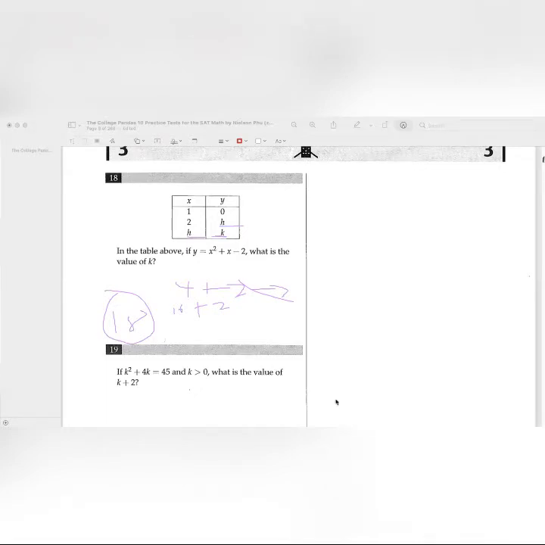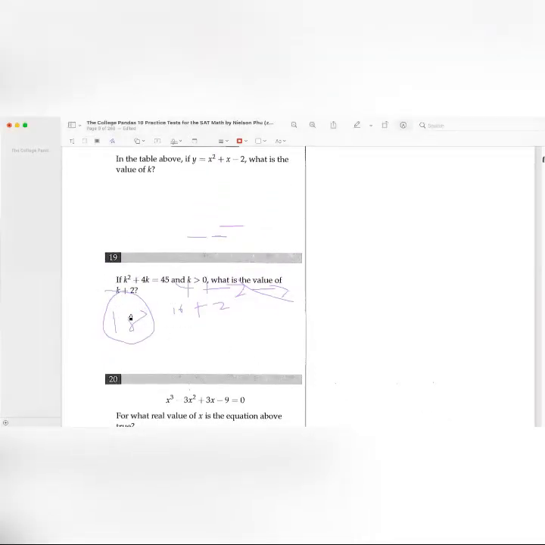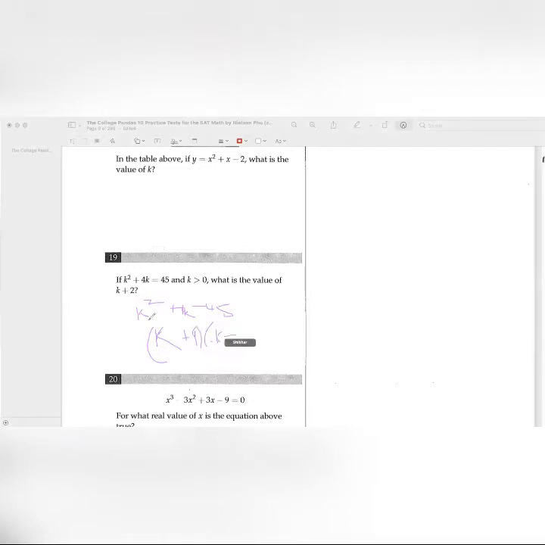Okay, k squared plus 4k equals 45, and k is greater than 0. What is the value of k plus 2? Well, you can factor this. I'm going to subtract 45, so k squared plus 4k minus 45. You factor that and you get k plus 9 times k minus 5. And since k is greater than 0, k equals 5, because the zero of k plus 9 would be k equals negative 9. Exactly. So 7 should be your answer. 7? What do you mean? Oh, yeah, 7, k plus 2 equals 7. Yeah, my bad. All right, cool.